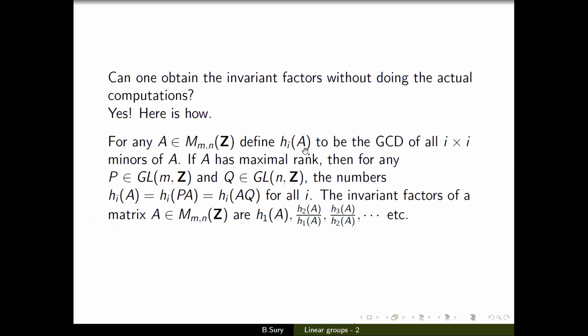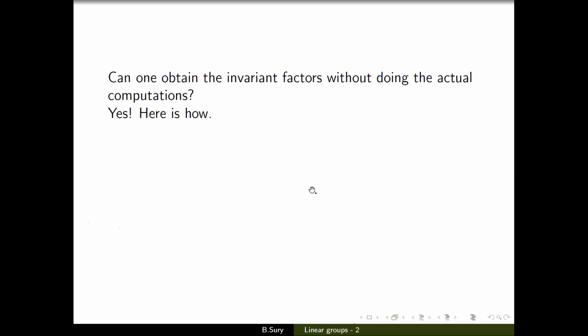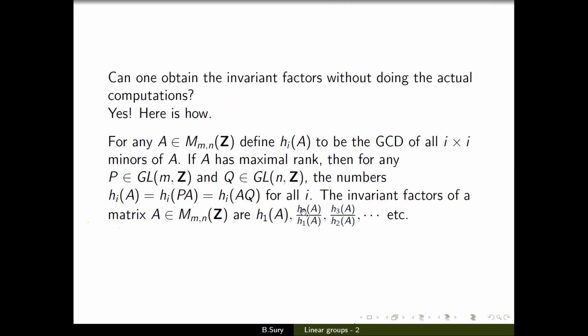So computing H_i(A) is the same as computing H_i(PAQ). But what did we say about P times A times Q? P times A times Q is a diagonal matrix. So for a diagonal matrix, what are the H_i's? It's very easy to see. For a diagonal matrix, the H_i's are nothing but D1, D2, D3, like that. Remember, D1 divides D2, D2 divides D3, like that. So D1 is H1(A). The GCD of all the entries is going to be D1, because D1 divides all of them.